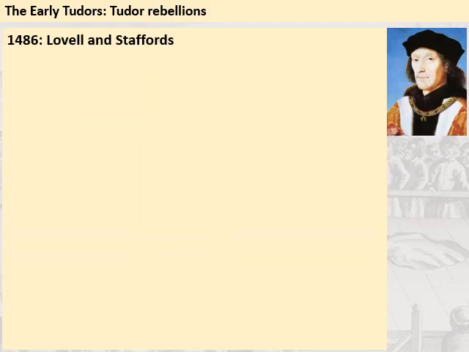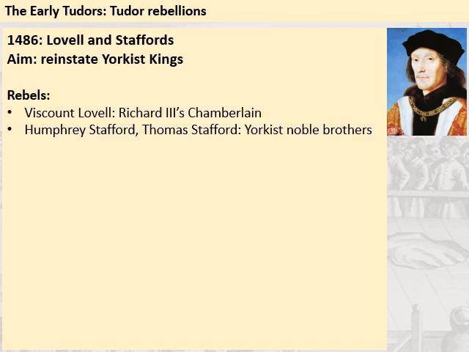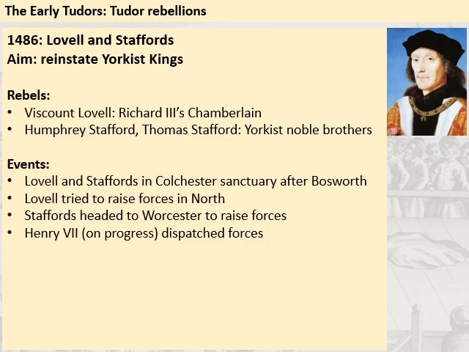So let's look at our first rebellion, just months into the reign, by Viscount Lovell and the Stafford brothers, who aimed to reinstate the Yorkist kings. Lovell had been Richard III's chamberlain, the head of his household, and the two Stafford brothers were noble brothers of middling rank. Now all three had claimed sanctuary at Colchester after the Battle of Bosworth. This meant that they were protected by the church.